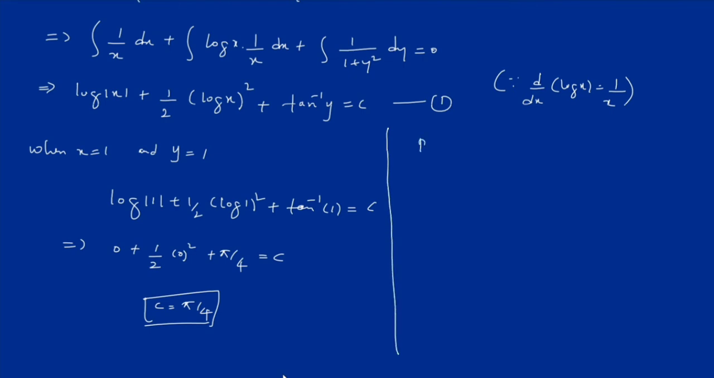Put in equation 1, what we get? Log x plus 1 by 2 log x whole square plus tan inverse y equals the value of c, which is pi by 4, which is nothing but our required solution of the given differential equation, right?